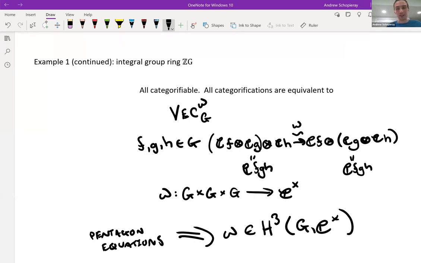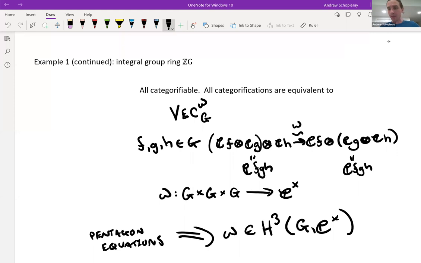So for instance, for a cyclic group of order P, there's actually P different categories, these Vec_G^omega, that are inequivalent, but still categorify our integral group ring over that cyclic group. Okay. So it's quite interesting, this question of categorification, even for these most trivial cases, these integral group rings.